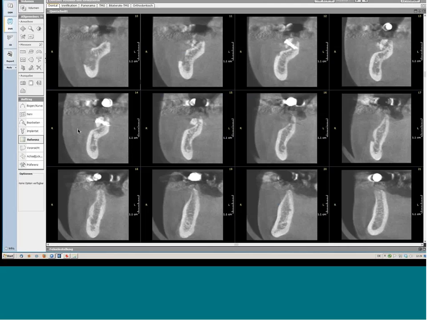So what you see here is the transversal cross-section of the right lower jaw, and once again you see here this metal ball, and there is no possibility to figure out any kind of direction of this metal ball. So just avoid the use of any steel balls for reference purposes.